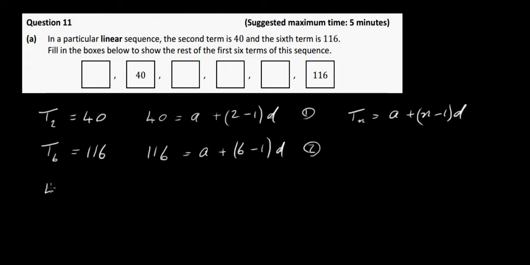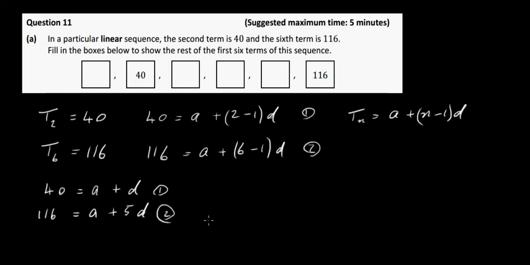I'll just multiply them out here. The first one, 40, is equal to a plus, well, 2 minus 1 is 1, 1 times d is just d. So that's equation 1. Second one, 116, is equal to a plus 6 minus 1 is 5, so we have 5d here. That's equation 2.